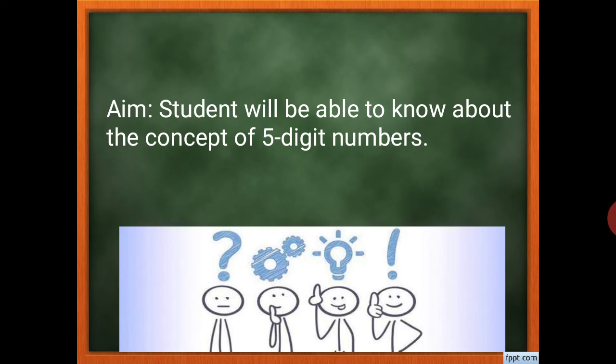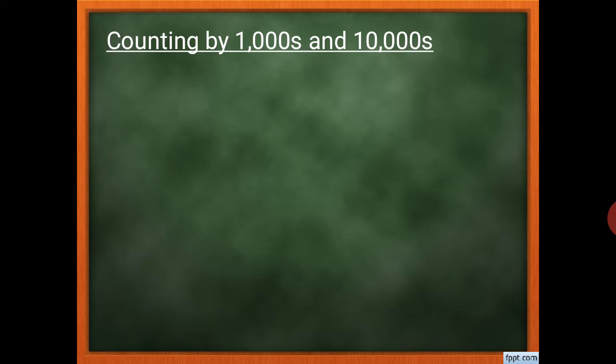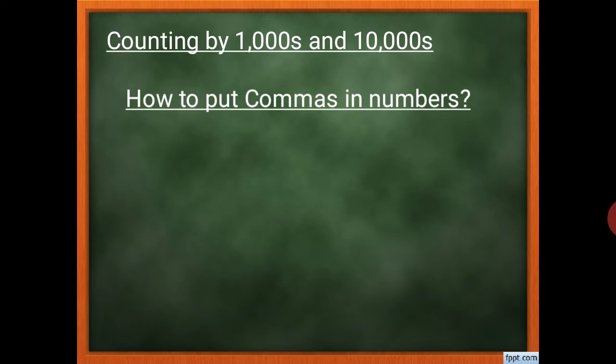So yes, today the aim of our class is to know about the concept of 5-digit numbers. So first is counting by thousands and 10,000s. This is your S1 also of your workbook and we have already discussed it. So first we just learn how to put commas in numbers.